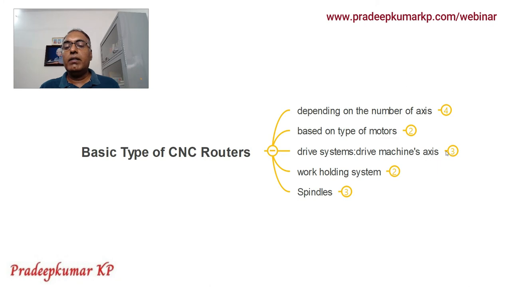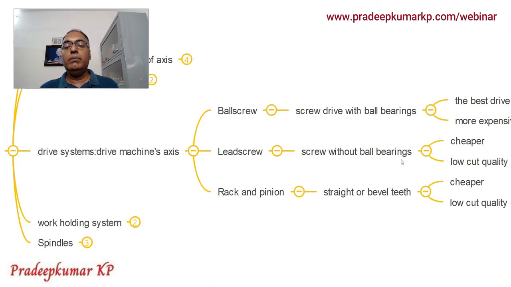Then the other differentiation is by the drive system, that is, the transmission that produces the movement. How is it happening? The mechanism is a ball screw, or a lead screw, or rack and pinion.